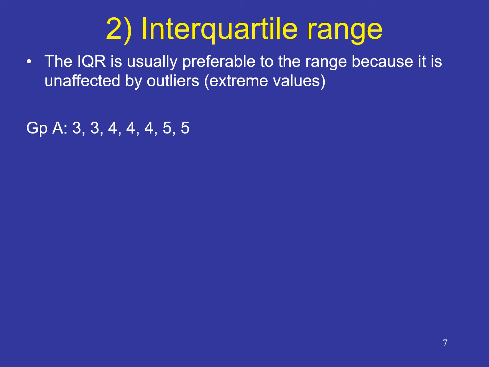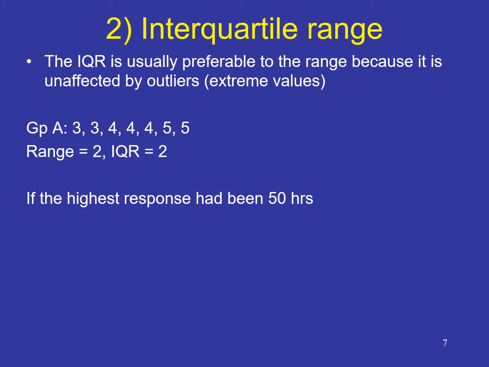So let's just have a look back again at group A. The range we found was 2 and the interquartile range we found was 2. Now, if, let's say, the last person in group A had given an answer of 50 hours instead of 5, so group A was this, let's imagine, then when we calculate the range, we find it's 47 and the interquartile range is still 2.